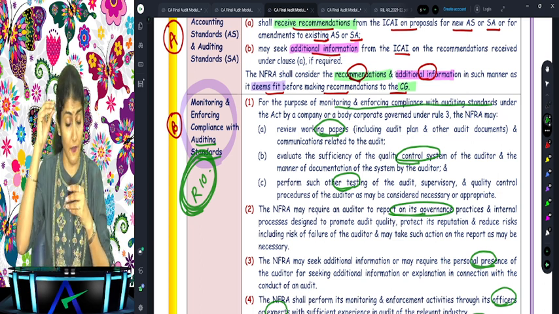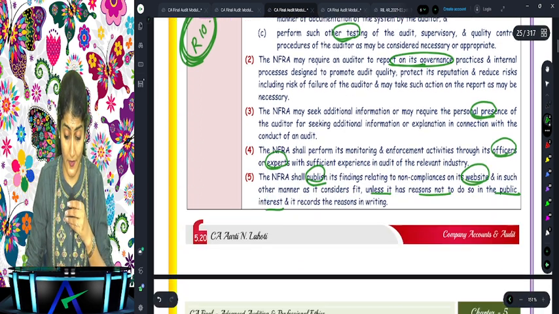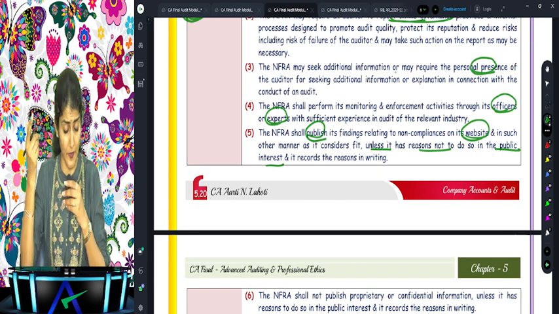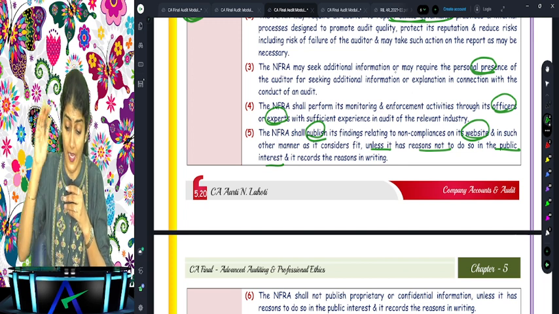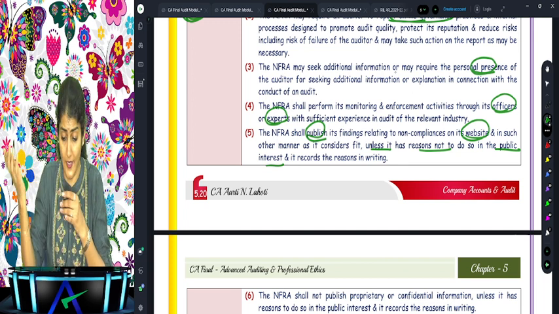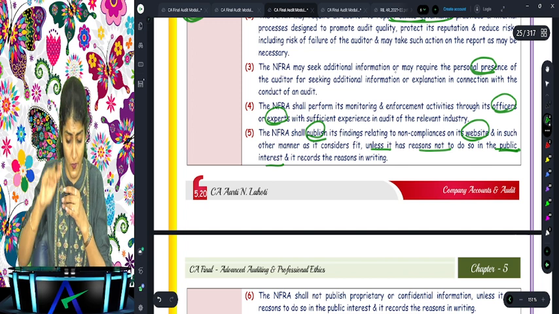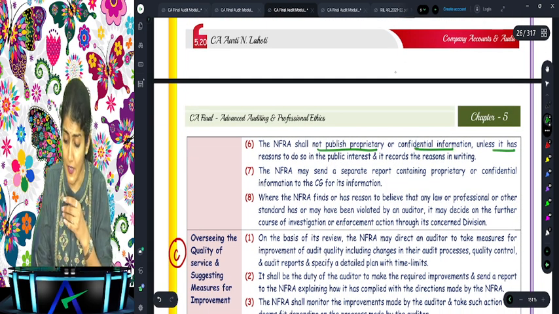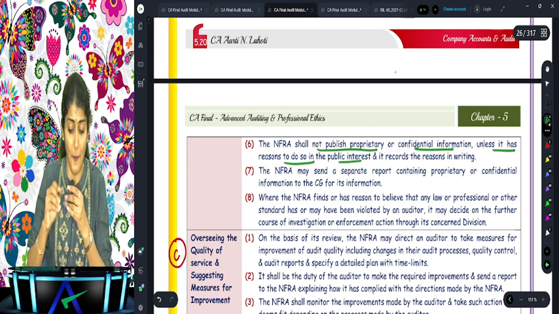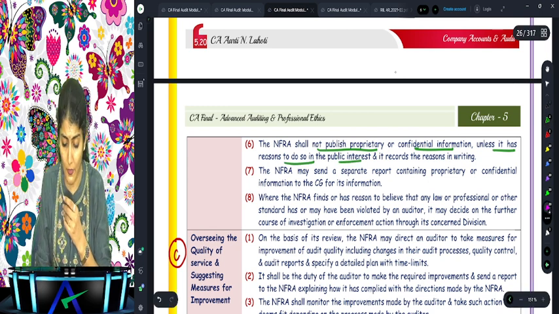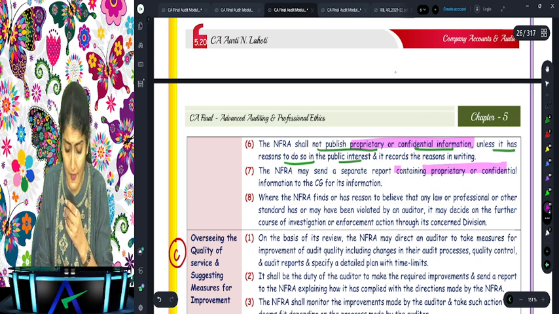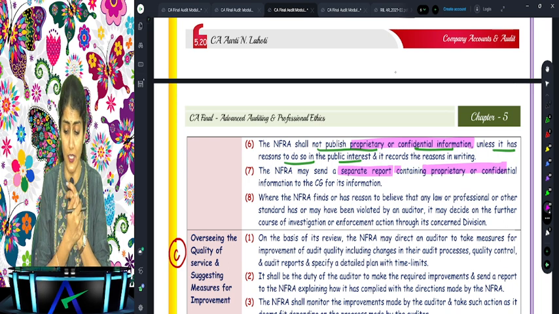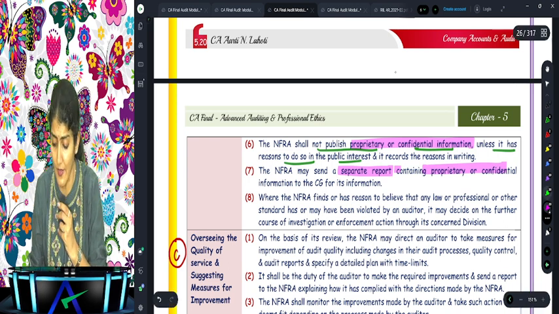Then the report on the governance practices. They may also require the personal presence of the auditor. Then they can also take the help of officers or experts. Then they can publish the findings on the website, unless it is in public interest not to do so. Then NFRA should not publish proprietary confidential information unless it has reasons to do so in the public interest. And in case of proprietary confidential information, they will submit a separate report.